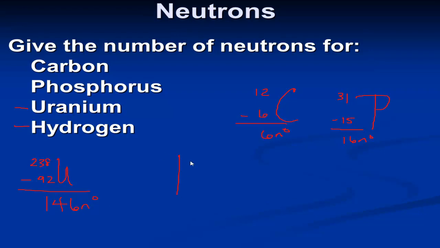Hydrogen, all the way at the top, there's our symbol for hydrogen. Hydrogen has a mass of 1 and an atomic number of 1. So hydrogen has no neutrons. And that's just the first sign that hydrogen's weird. We're going to see over the course pretty much of the semester that hydrogen does some weird things that the other elements don't do. And the first thing is it has no neutrons in most cases.